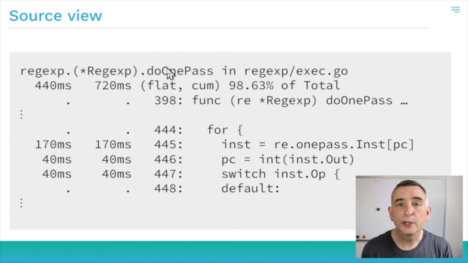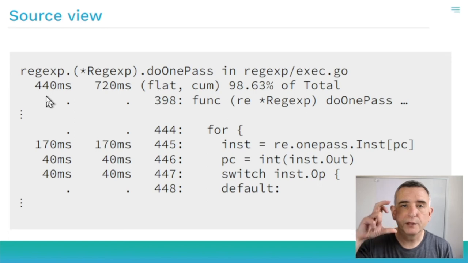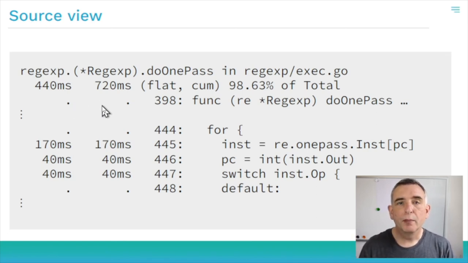It starts at the top with which function we're in, and then this number here is all the time measured while executing this function, which is pretty much everything that I was timing. And this number over here is just in this one function, so the difference between them is any functions that you call out to. But what stood out for me was this line here, which is 170 milliseconds, so that's nearly a quarter of all the time in this benchmark. And all it's doing is assigning a variable.